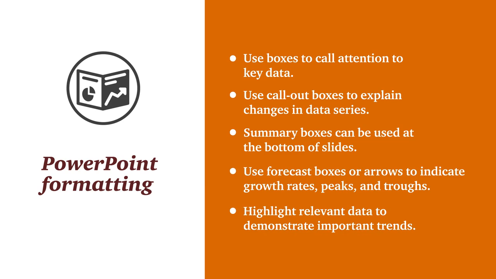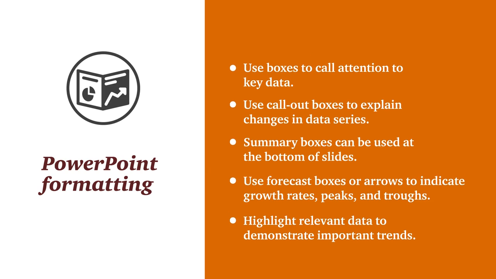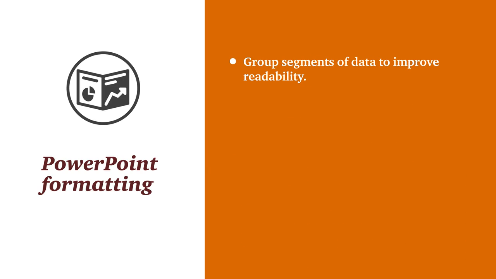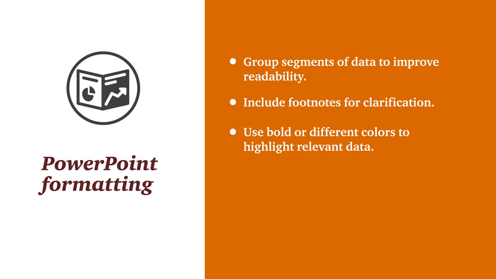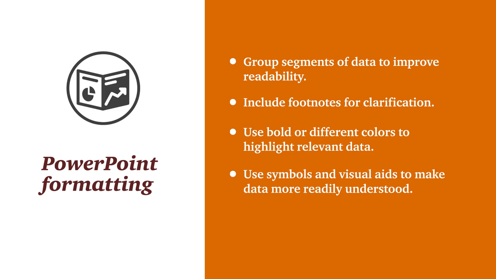Demonstrate important trends by highlighting relevant data. Group segments of data to improve readability. Include footnotes to explain any irregularities or difficult to understand items. Use bold or different colors to highlight points. Use symbols such as Harvey balls or other such visual aids to help make data more readily understood. And, as we discussed in our last video, be sure that your texts use consistent fonts, types, colors, and sizes. This applies to any printouts that you plan to distribute to your audience as well.